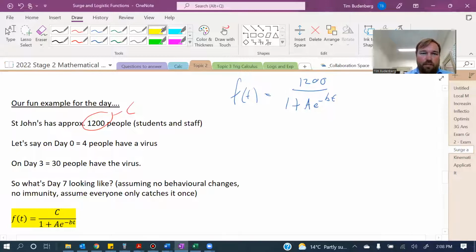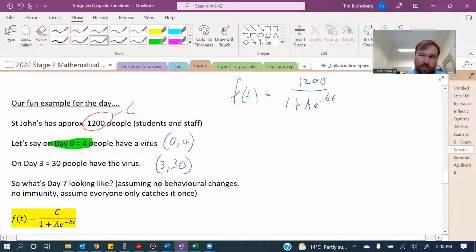Okay. These pieces of information here highlighted in green are effectively points on the graph. This point is time equals 0, population is 4. And this point is time equals day 3, population in fact equals 30. So they are hidden, I guess, points on the graph. And anytime you have a 0 on a graph, it's actually going to work out really nicely. What this first point is telling us is that initially, well, 4 people had the virus. So at time equals 0, f(t) is 4.